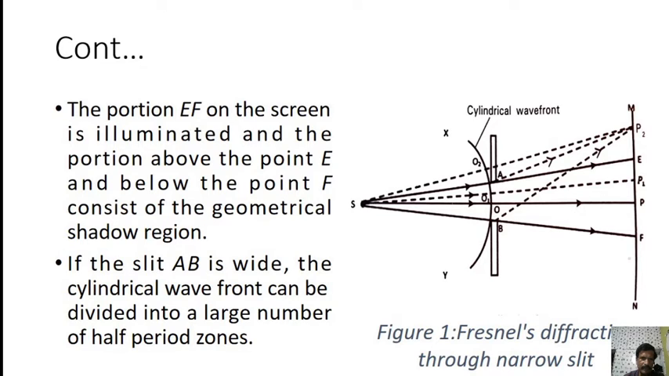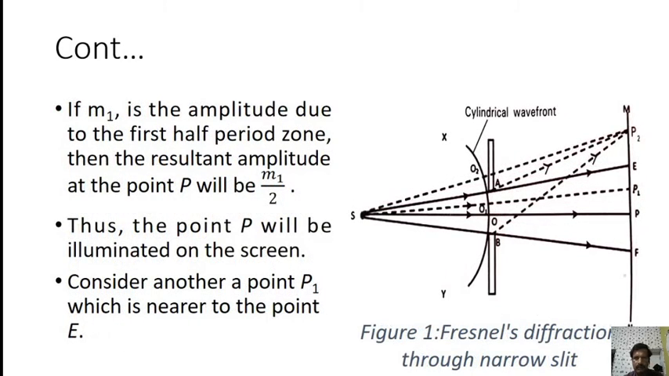If the slit AB is wide, the cylindrical wavefront can be divided into a large number of half-period zones. Now in the next step, if M1 is the amplitude due to the first half-period zone, then the resultant amplitude at the point P will be M1 by 2, that is half of M1. Thus the point P will be illuminated on the screen.